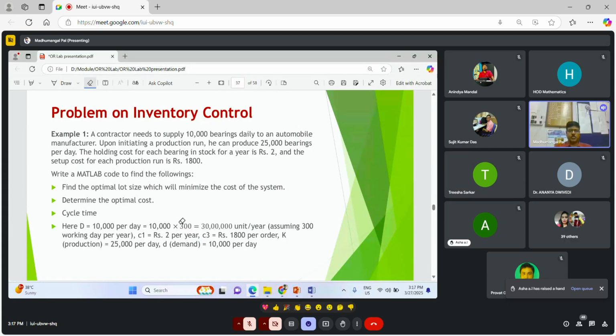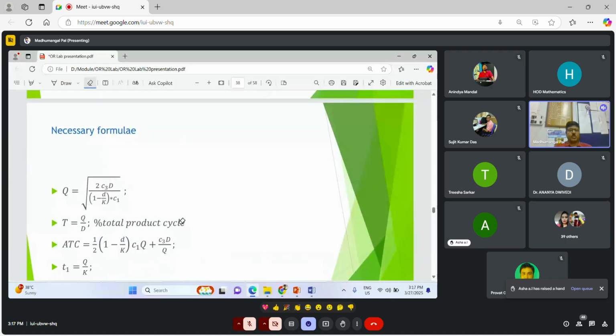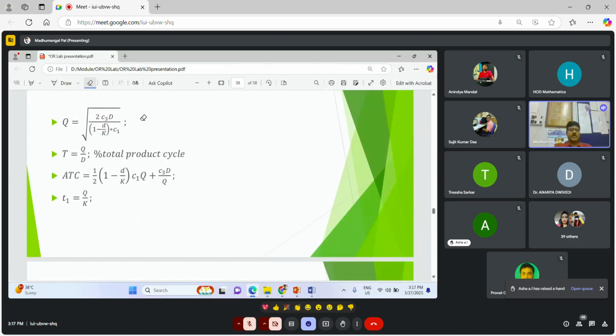Okay. And similarly, other costs we have mentioned: C1, C2, or the holding cost, etc. So these are the formulas. Q represents the lot size, the optimal production cycle, and ATC represents the average total cost. So this is the expression, and T1 is your time horizon, etc.